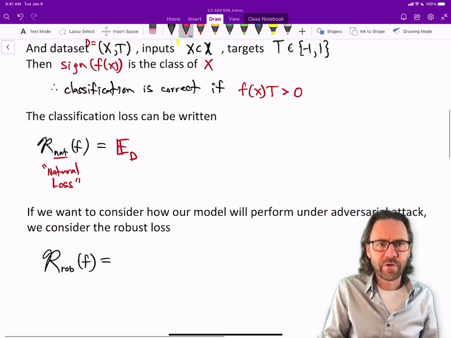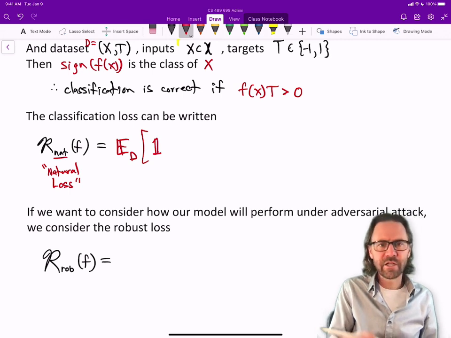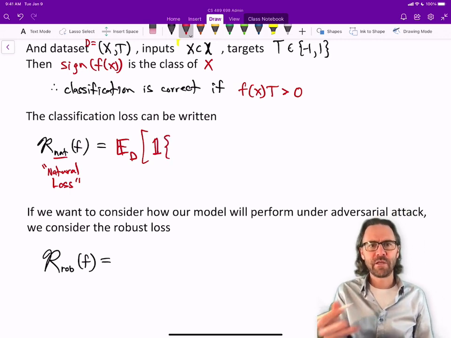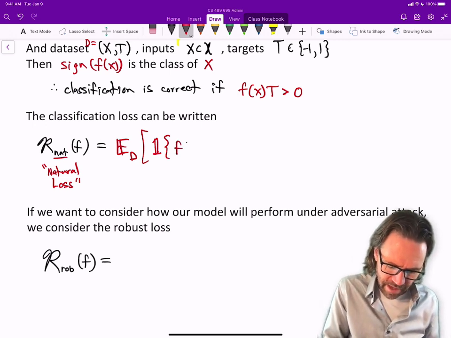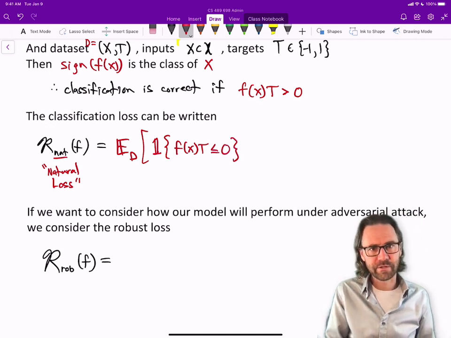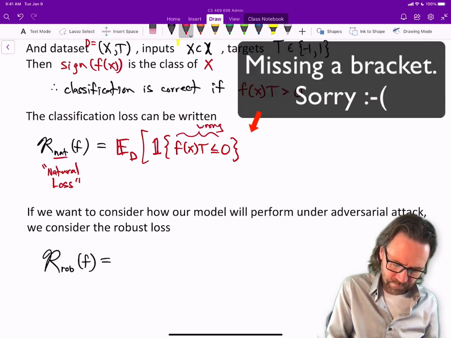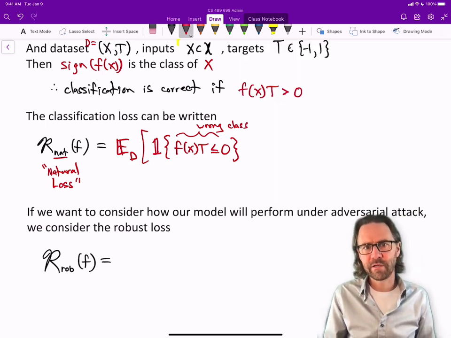It's the expected value over our data set D of, now again, this indicator function. It returns how many times the event in the curly brackets is true. How many times f of x times the target is less than or equal to 0. So that's a misclassification. And this natural loss is going to count how many times that happens.